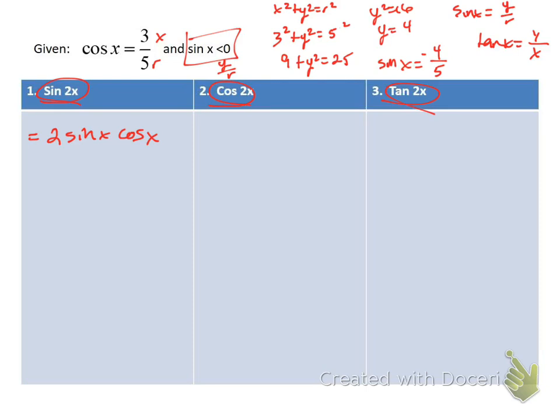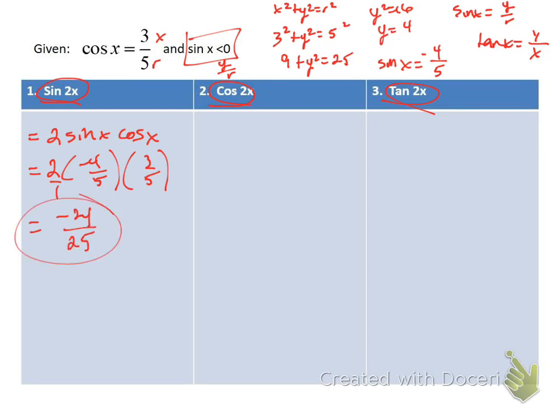That helps us find 2 times that angle by using this formula. 2 times sine of x is negative 4 over 5, and cosine of x is 3 over 5. Now just multiply it out. Make this 2 over 1. Take 2 times negative 4 times 3, which is negative 24. 5 times 5 is 25. And that's it. That means that sine of twice that angle is negative 24 over 25.